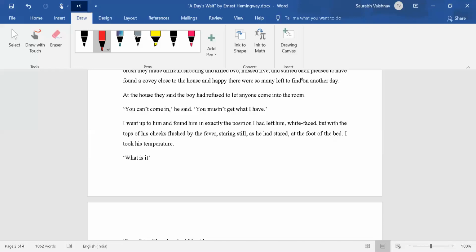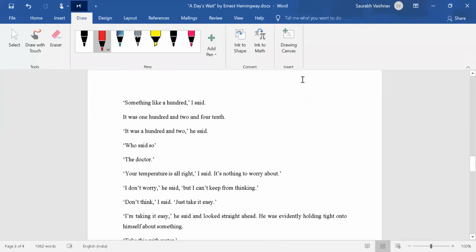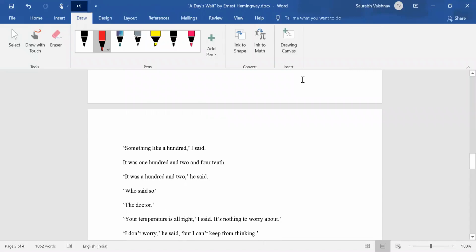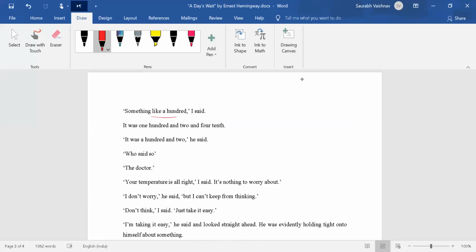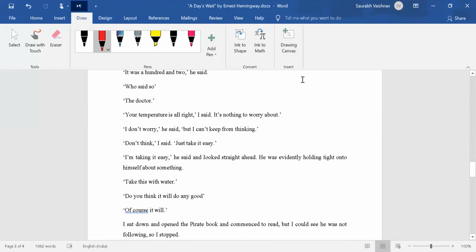I took his temperature. So then father checked the temperature of the son. Something like 100, I said. So Shards asked his father, what is the temperature, father? So it's something like 100, somewhere around 100. It was 102 and 4/10. So it was slightly more than 102 degrees, 102 and 4/10. It was 102, he said. Who said so? So Shards said, father, it was 102. So father is asking, who said that it was 102? The doctor.